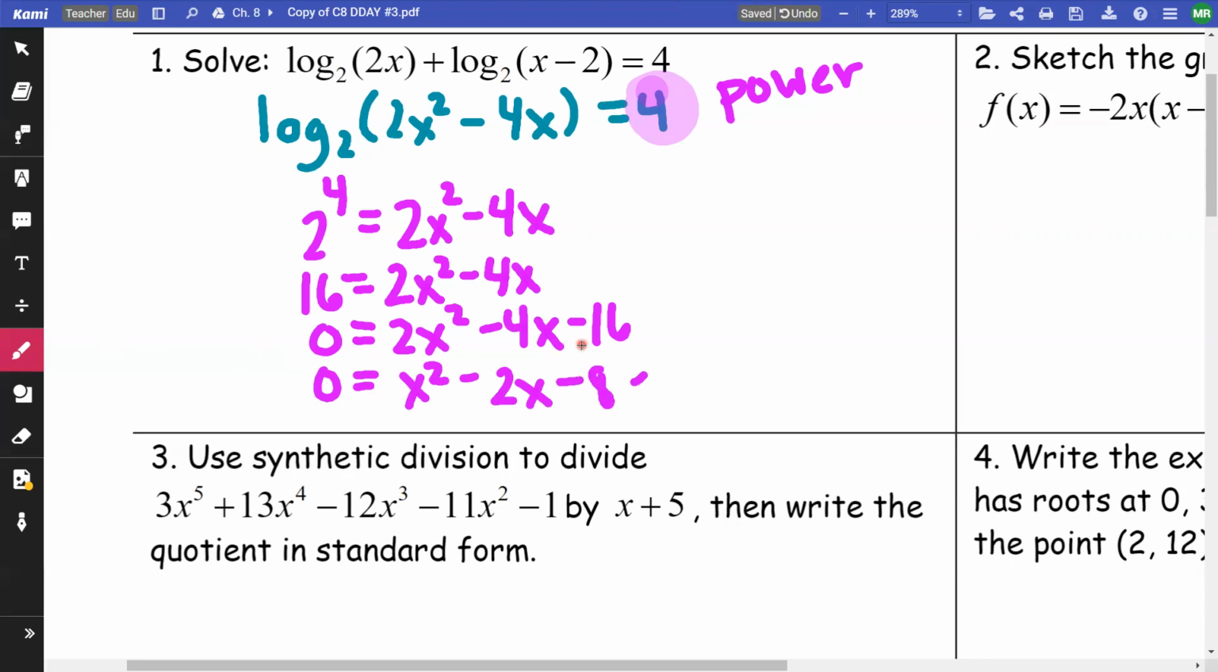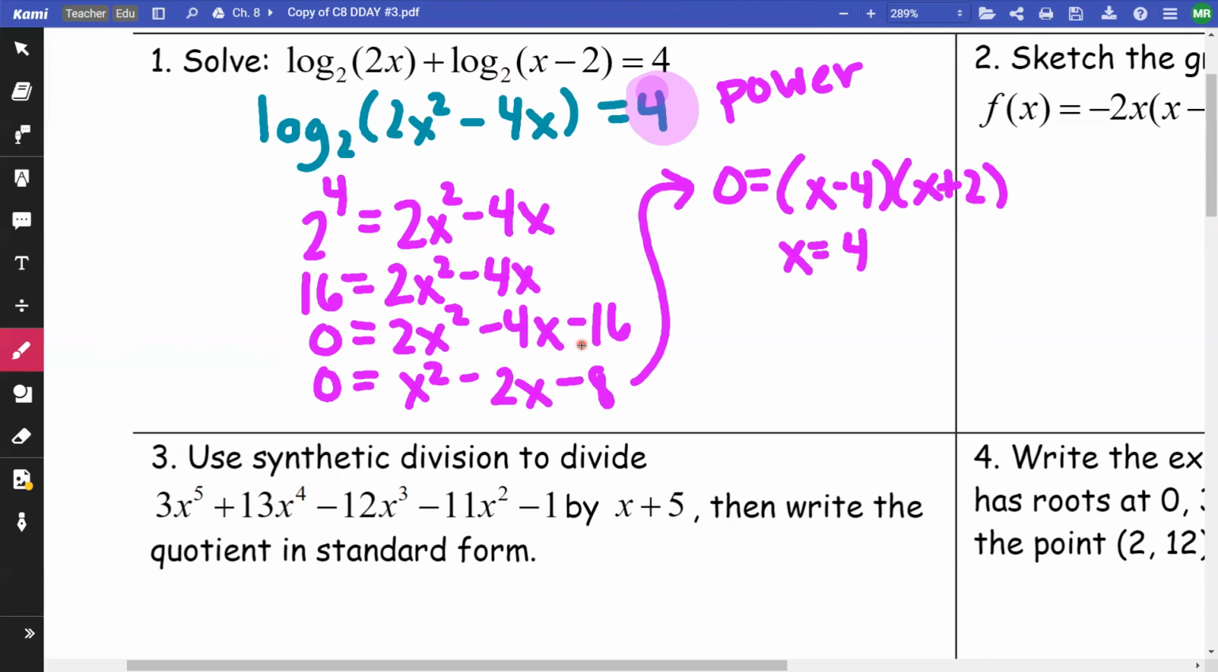So now that's what I'm going to solve. I'm going to factor that. So I'm going to have x minus 4, x plus 2 equals 0. So one answer is going to be x equals 4. Another answer is going to be x equals negative 2.